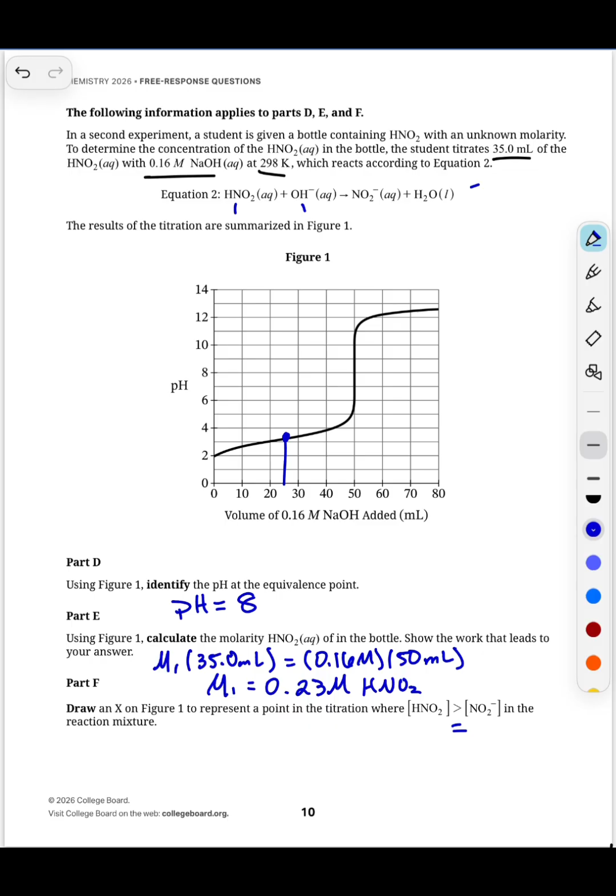So then we have to think, well, on what side do we have a greater amount of the original acid, the weak acid? And that's going to be somewhere here. So I would say as long as your X is between 0 and 25 milliliters on the X axis, you're probably going to get credit for part F here.